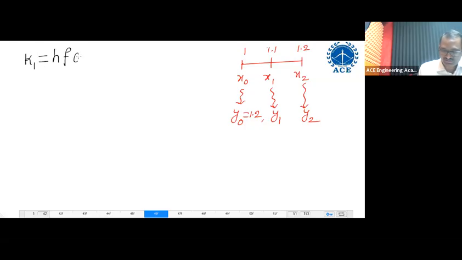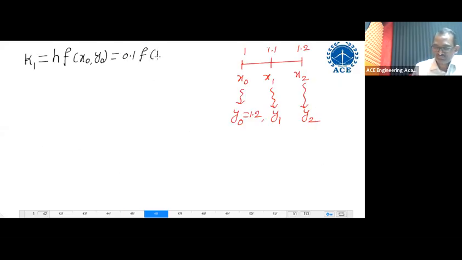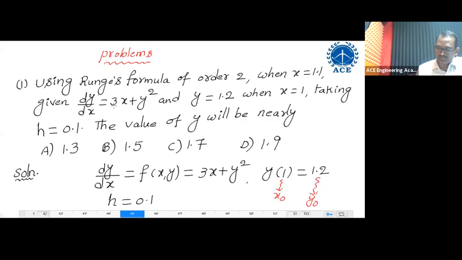K1 is equal to h into f of x naught comma y naught, that is f of 1 comma 1.2. X value 1, y value 1.2.